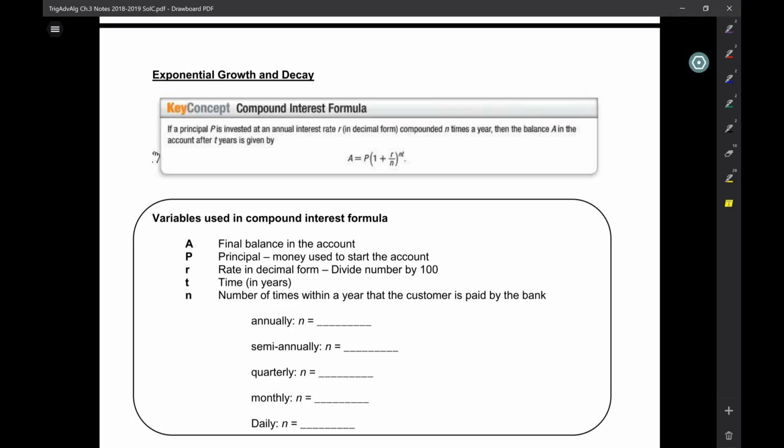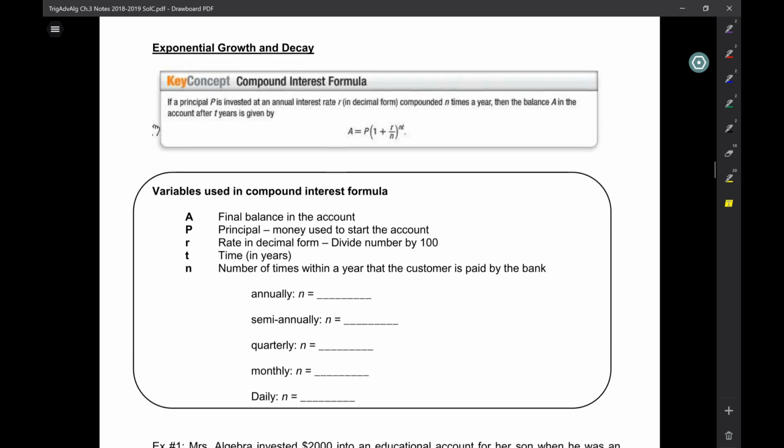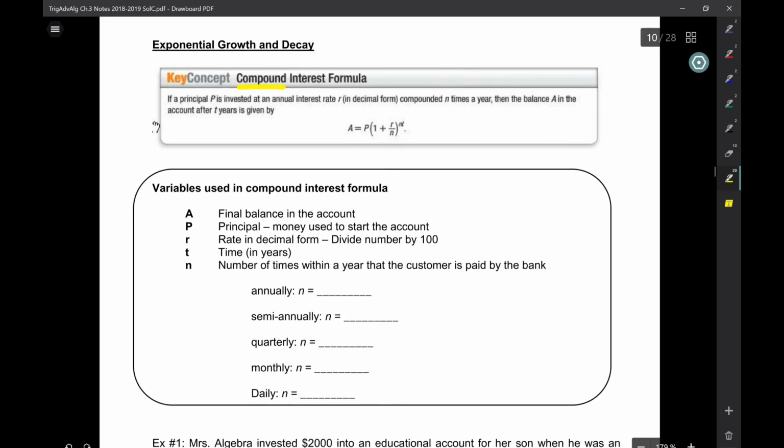So we're talking about exponential growth and decay still, now applying it to some more word problems, some more real life examples. I told you guys about the bacteria, and now here's a couple more examples. We're going to start first with the most common use of exponential functions, and that's compound interest.